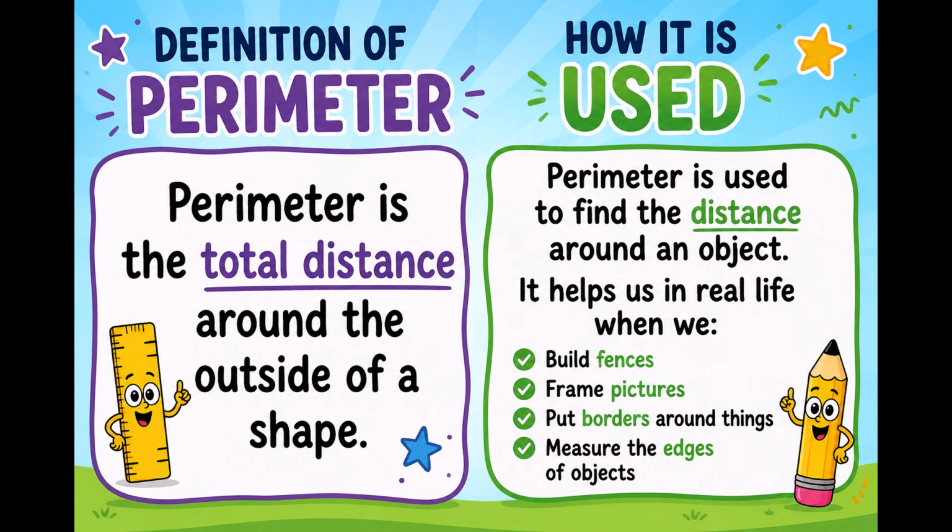Perimeter is the total distance around the outside of a shape. Perimeter is used to find the distance around an object. It helps us in real life when we build fences, frame pictures, put borders around things, and measure the edges of objects.